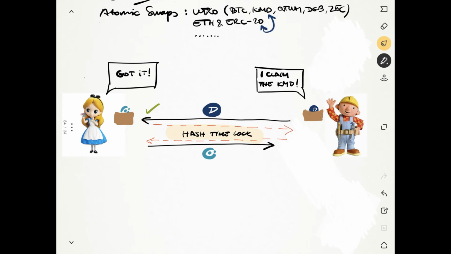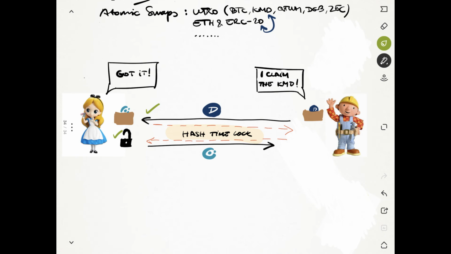Now, of course, in a normal situation, Bob claims the KMD, and at this point, Alice can unlock the DGB using the secret hash that they negotiated. And it is called atomic, not because some nuclear technology is involved, but because the swap either happens or not. It is either fully executed, like Alice gets her DGB, Bob gets her KMD, or if something goes wrong, or one of them tries to cheat, it just rolls back to where it was before.